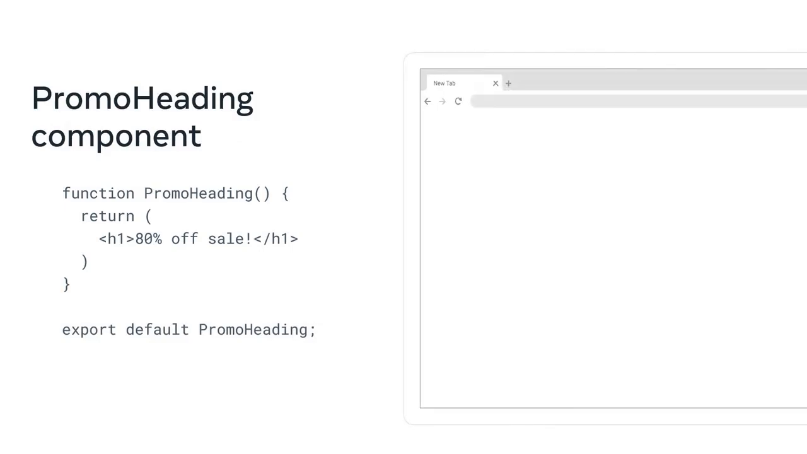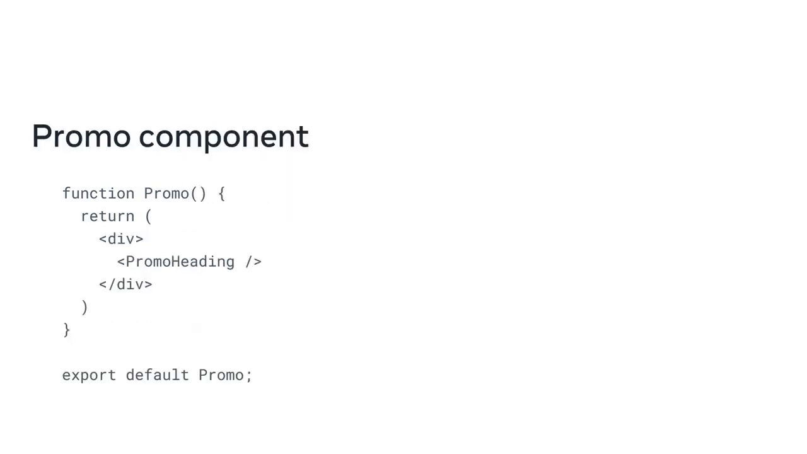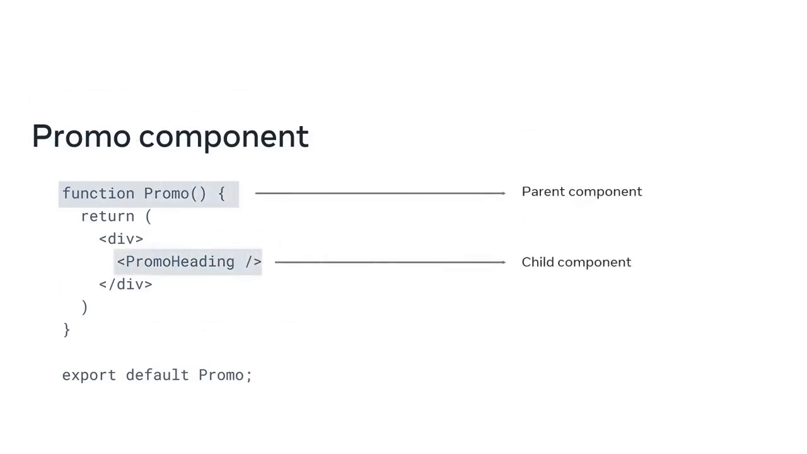Success! You've now created the component Promo, which calls a function from the component PromoHeading to return the text 80% off sale. In this example, the Promo component is known as a parent component, and the component it renders, PromoHeading, is referred to as the child component.